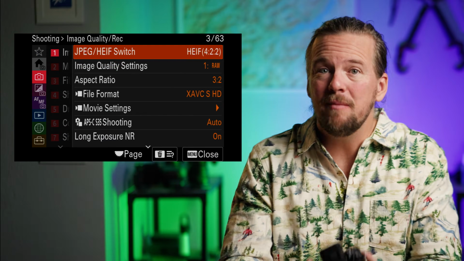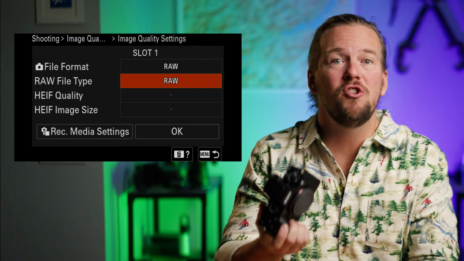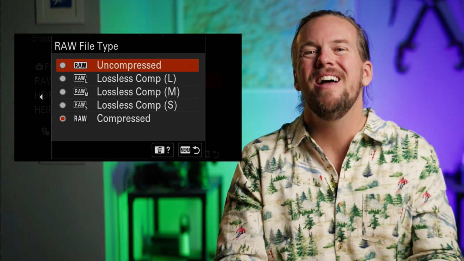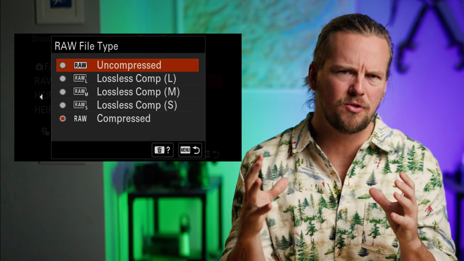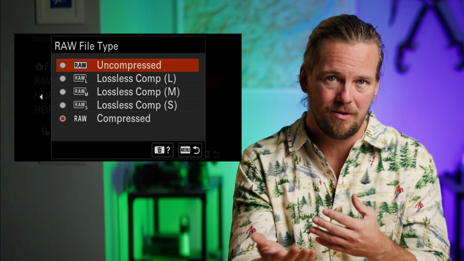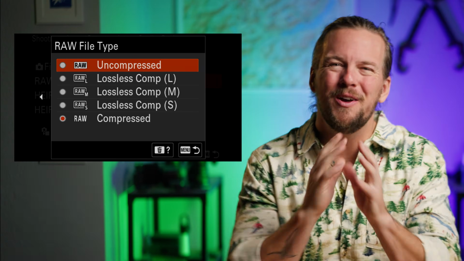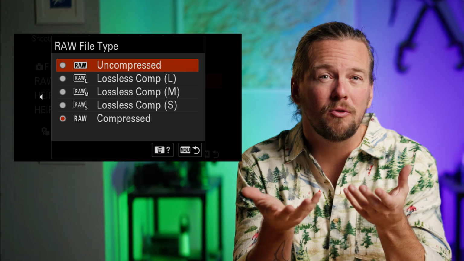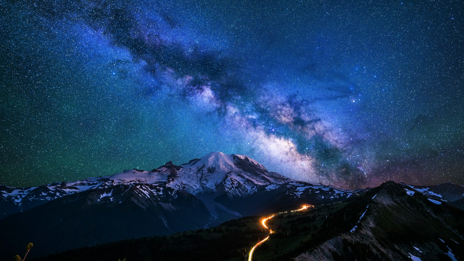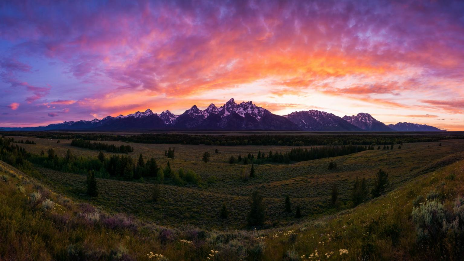Now, along those same lines for RAW files, you get to choose between compressed, lossless compressed, and uncompressed. As you might expect, compressed RAW will make for the smallest files, but with a slight compromise in image quality. In general, these files will look the exact same as an uncompressed RAW file, except for very contrasty scenes with a lot of dynamic range, like astrophotography or sunsets with strong sky gradients.